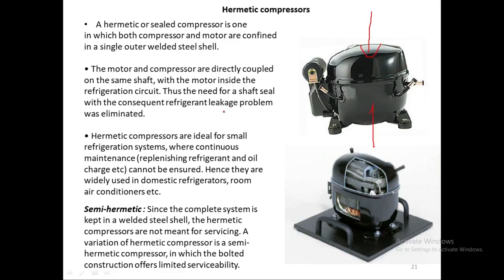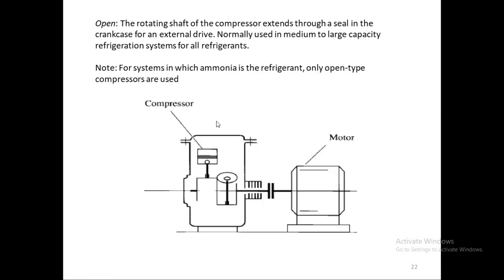Okay. So in hermetic type, these two right now are welded, but in the case of semi-hermetic, they can be bolted here. And after that, we have one which is called open type, where the motor is separate and the compressor is separate. So in this one you can service both of them, but then the leakage problem will be there. As the shaft is passing through here, you have to provide sealing here, and that sealing after some time can wear out, and as a result some lubricant and some refrigerant can come out. Those are the drawbacks.